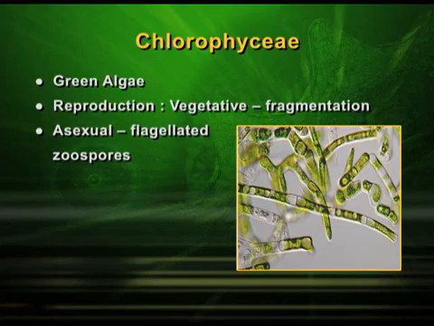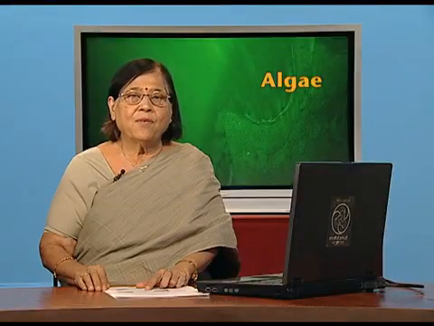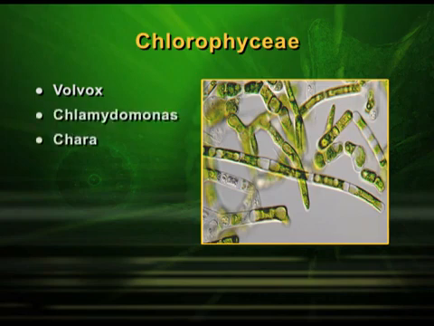Asexual reproduction is possible by production of zoospores which are flagellated. If a zoospore is flagellated, that means it is motile. So, we can say that asexual reproduction is by motile zoospores. And sexual reproduction in some species is isogamous, or in some species anisogamous, or in some other species oogamous. Good examples of class Chlorophyceae are Volvox, Chlamydomonas, Chara, Spirogyra and Ulothrix.